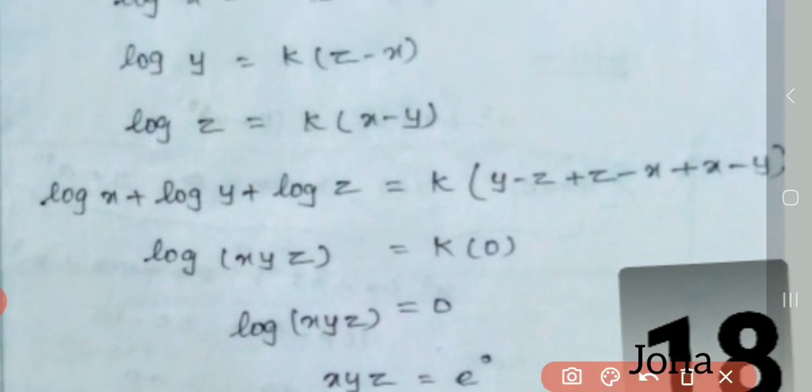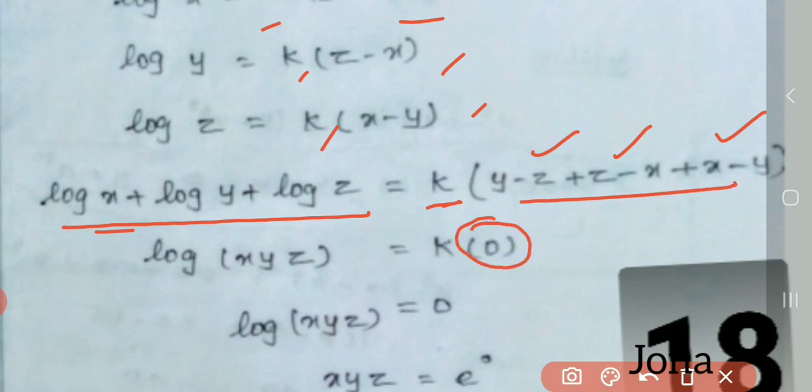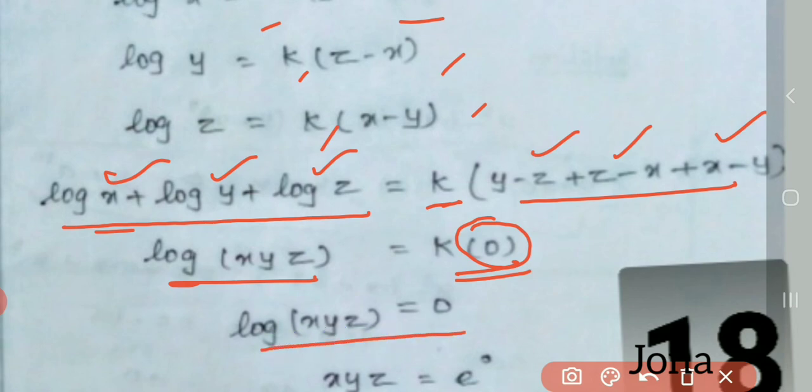So I have log x plus log y plus log z equal to k as common, and then add all the brackets, y minus z, z minus x and x minus y. When you are adding everything, it will get cancelled, so the value in the bracket is 0. So log x plus log y plus log z can be written as log of x y z, multiplicative form, equal to k into 0. So log x y z equal to 0.